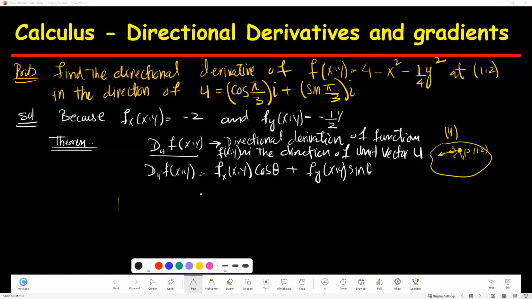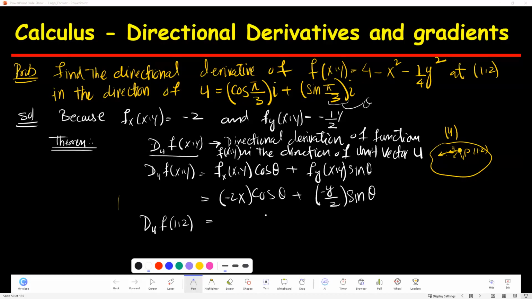So I'm going to continue this. We can wrap up this one. So minus 2x cos theta plus minus y over 2 sin theta. Here I'm going to be taking the value of the function at this point, so I'm going to substitute the values. And the function is also given in the problem. That is my theta. So I'm going to write it.